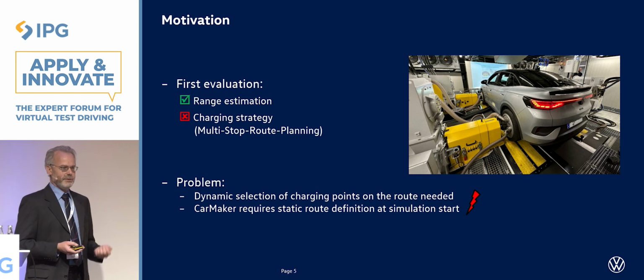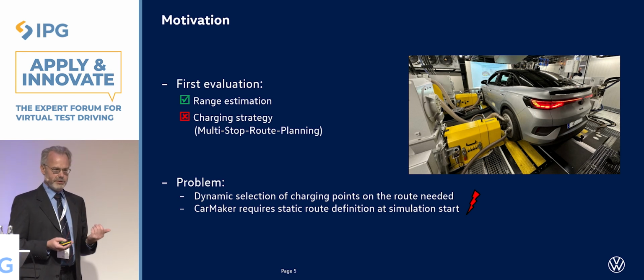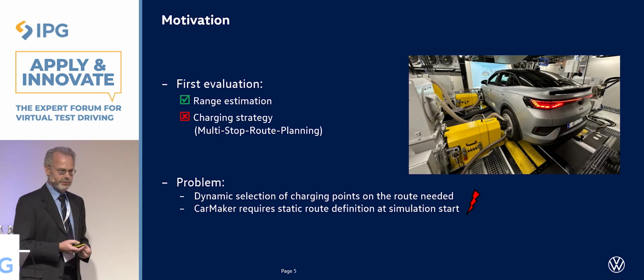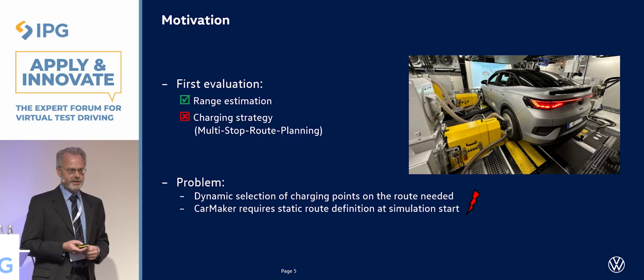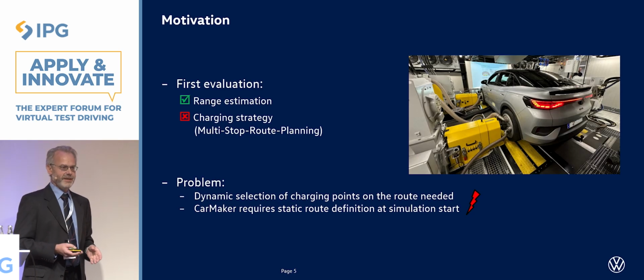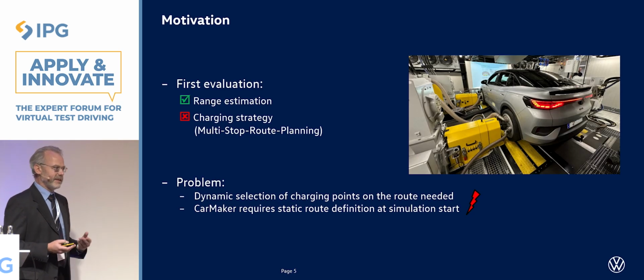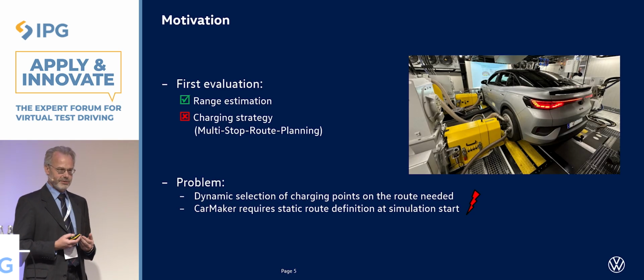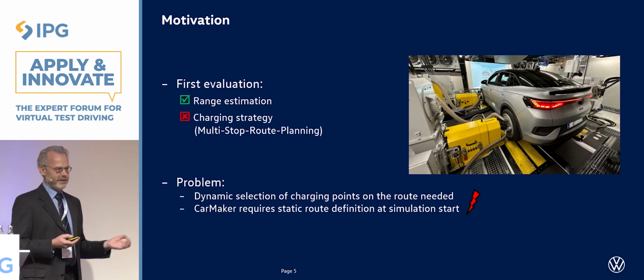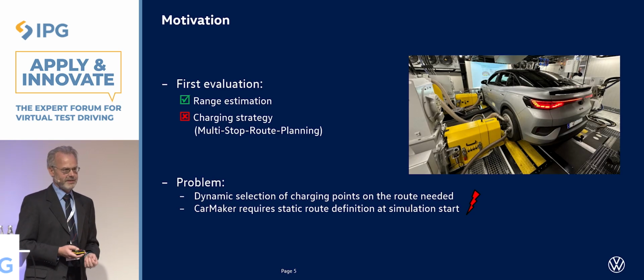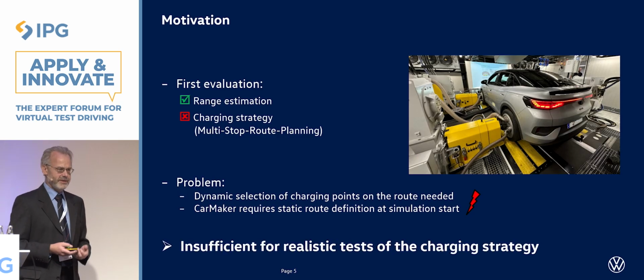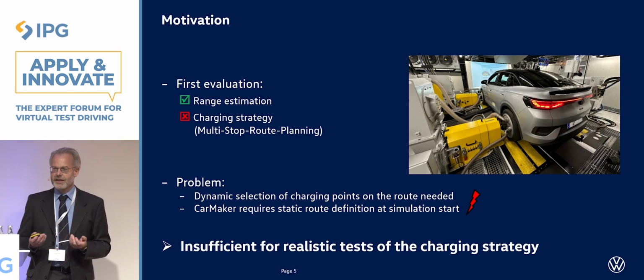Well, of course, you can stop the simulation when you need a route change. This means also you have to stop the test rig with the car on it. You have then to exchange the route, place the car in the simulation at the exact same position, and restart the test. Well, that's not very realistic test conditions.